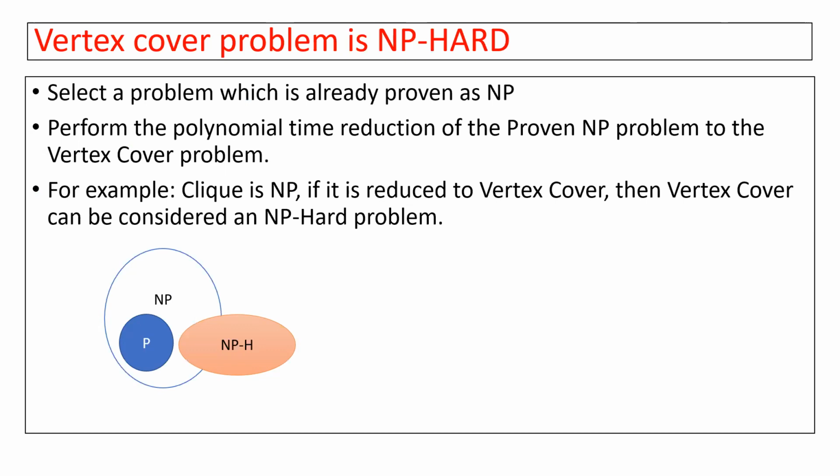Select a problem which is already proven NP. Any particular problem which is proved as NP. Perform the polynomial time reduction of the proven NP problem to the vertex cover problem. So if you can perform the reduction of a proven NP problem to vertex cover, then vertex cover will be declared as an NP-hard problem. For example, already we have proved clique is an NP problem. If it is reduced to vertex cover in polynomial time, then vertex cover can be considered an NP-hard problem.